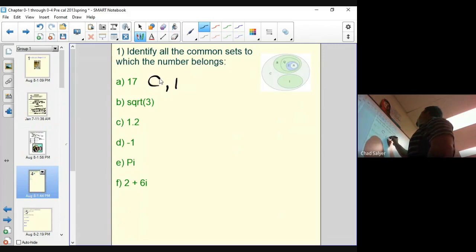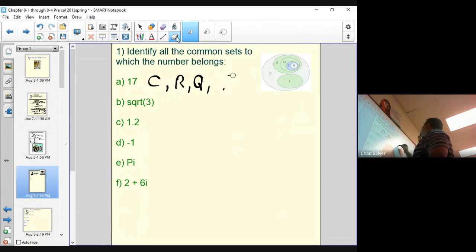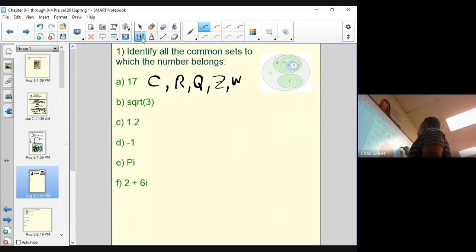Okay, so it is also real. It is also rational. It is also whole. And it is also, well, got those out of order. So integer, then whole, then natural. So that's all the sets it belongs to.